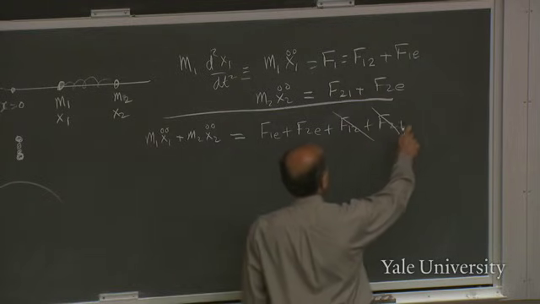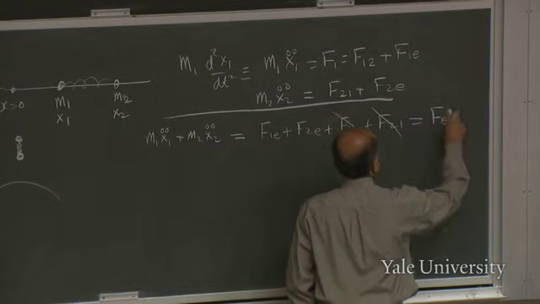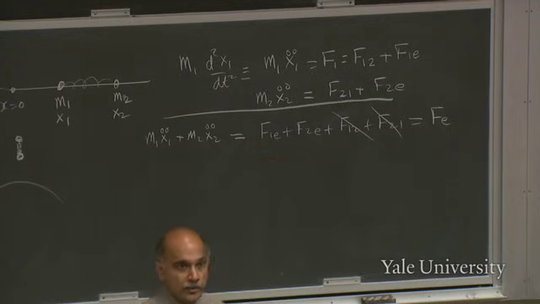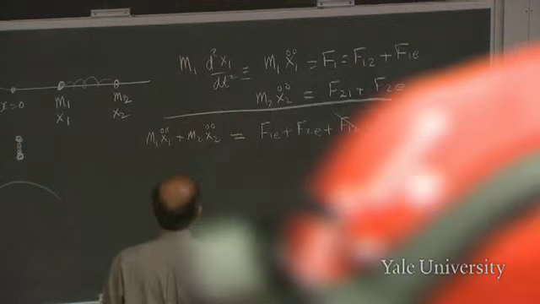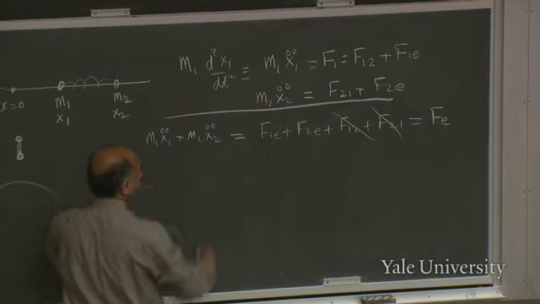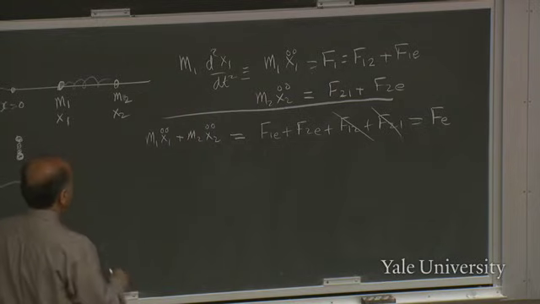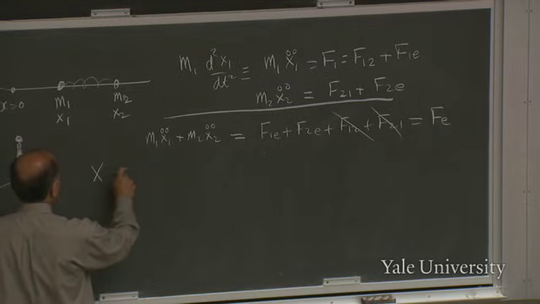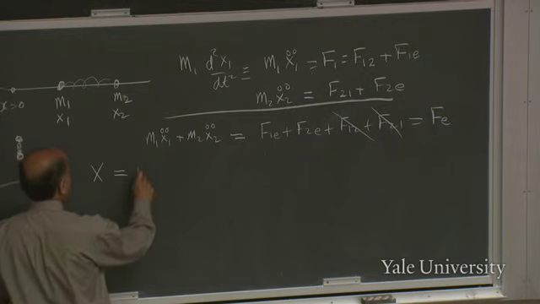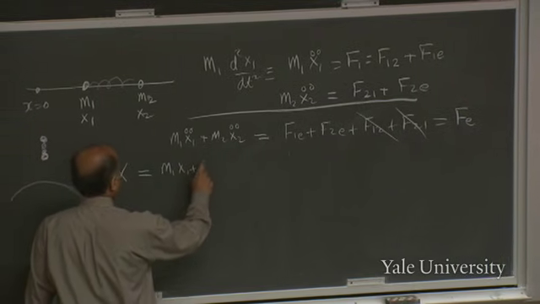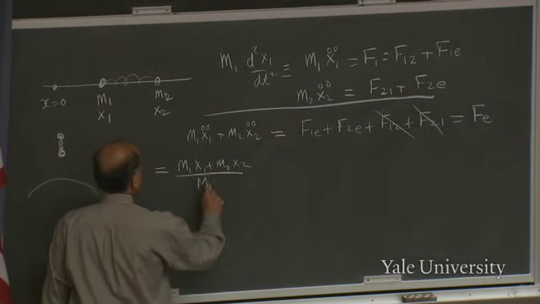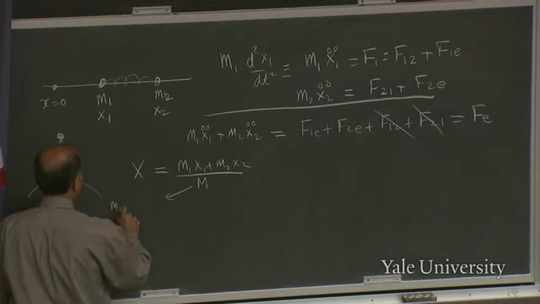Then this whole thing I'm going to write as F external, meaning the total external force on this two-body system. So I have this peculiar equation. I'm going to rewrite it in a way that brings it to the form in which it's most useful. I'm going to introduce a new guy, capital X. As you know, that's called the center of mass coordinate, and it's defined as m1 x1 plus m2 x2 divided by capital M. Capital M is just the total mass, m1 plus m2.